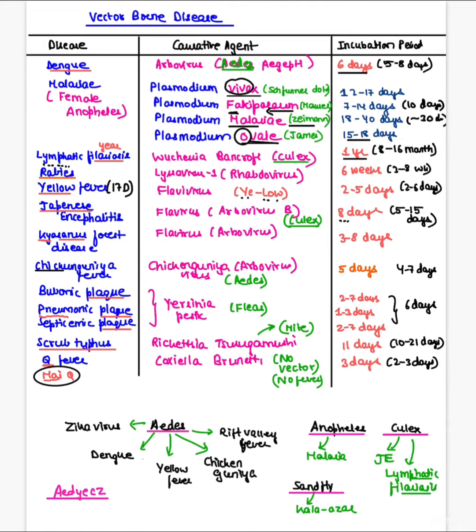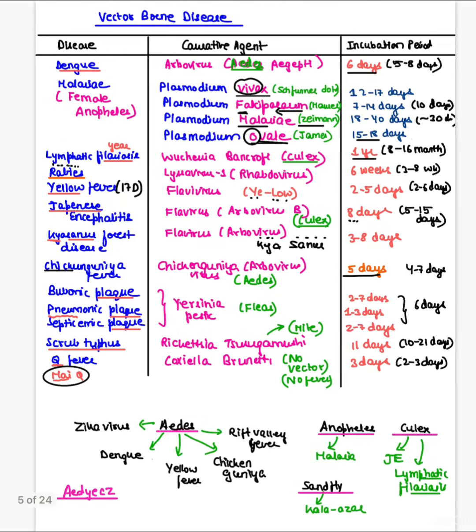Then Kyasanur Forest disease, guys. How I have remembered it as Kyasanur. Okay, that is your 3 to 8 days. If you count 3 days, then 3 plus 5, 8 days. Then coming on, guys, to your chikungunya fever. So this chikungunya is caused by chikungunya virus, that is the arbovirus, and the vector is again the Aedes. Okay, so chikungunya, guys, that is 5 days.